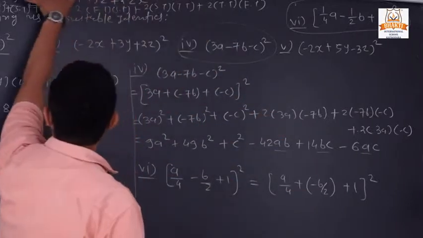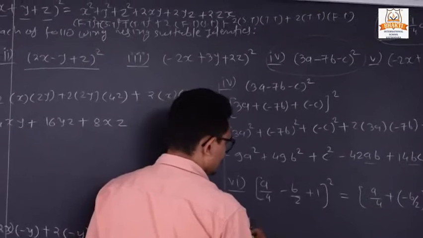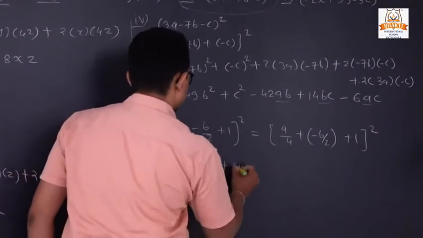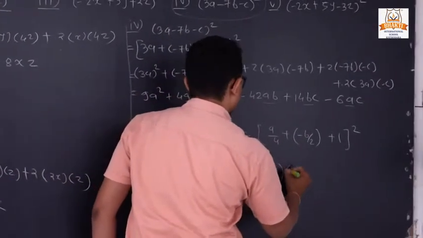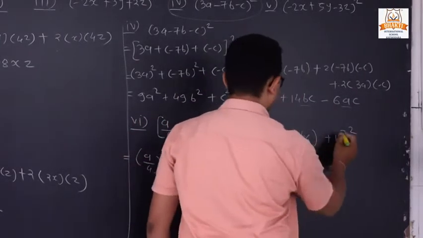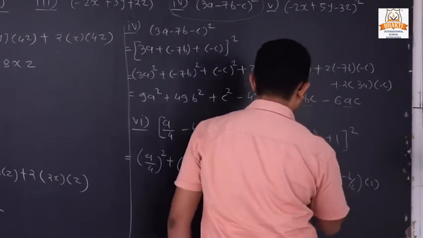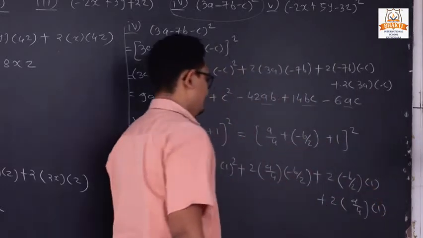So, the identity: first term square plus second term square plus third term square, plus 2 into first term into second term, plus 2 into second into third, plus 2 into first into third. So a by 4 into 1.